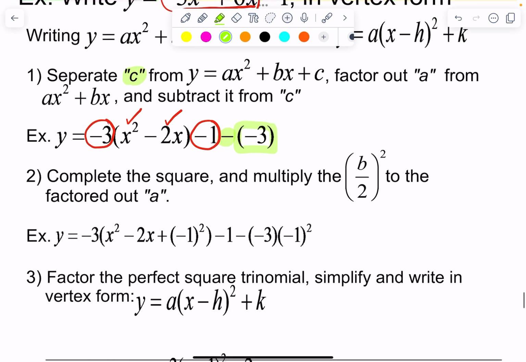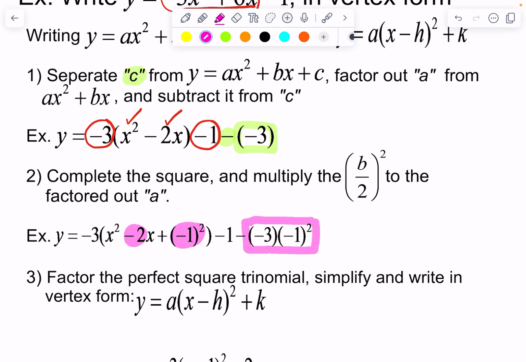Now, once again, I'm going to complete the square, and this time I'm going to multiply it to the factored out a. So, when I complete the square here, my b is -2. -2 divided by 2 is -1 squared. That's my b over 2 squared value. And I'm going to multiply that b over 2 squared value to the a that I factored out.